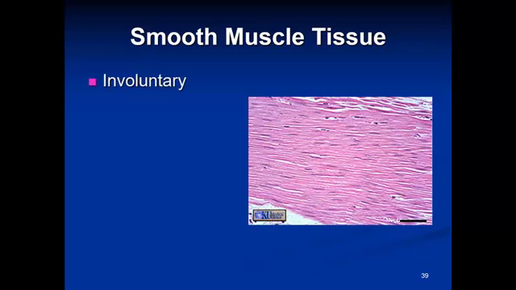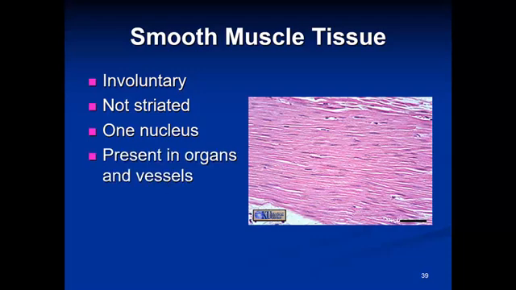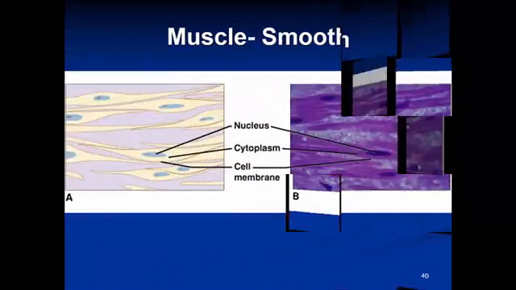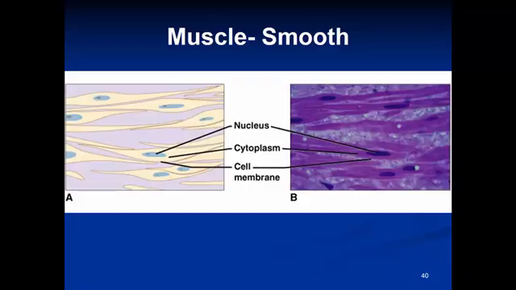Smooth muscle is involuntary. We do not control it consciously. For example, you don't control whether your stomach is growling or not. It's not striated. The cells are more spindle-shaped, so they don't line up, and there's only one nucleus per cell. You find smooth muscle in hollow organs and in vessels, like your blood vessels, which will vasoconstrict and dilate, depending on whether you need them to be bigger or smaller. In your stomach, the uterus, that type of thing. Here's another picture of smooth muscle.